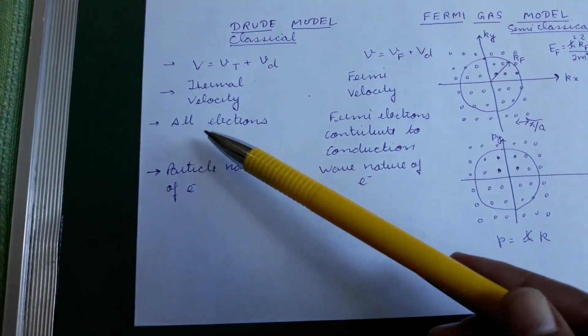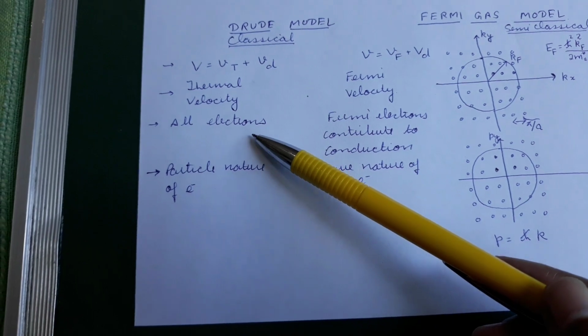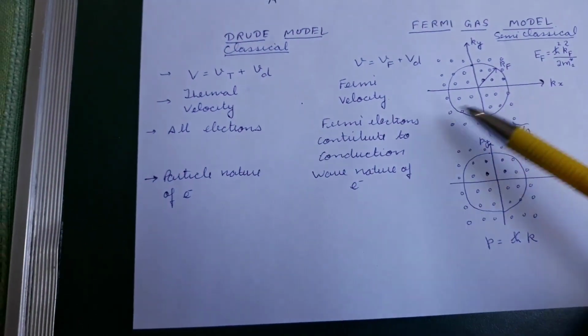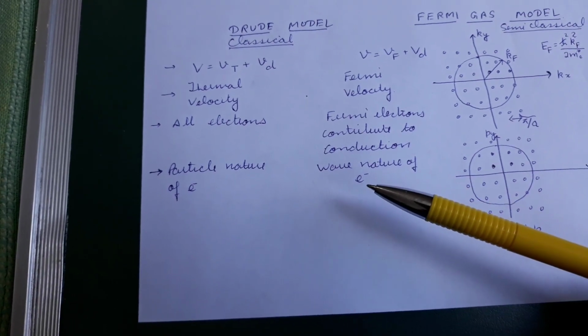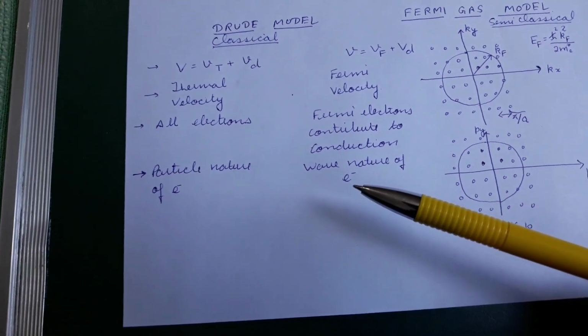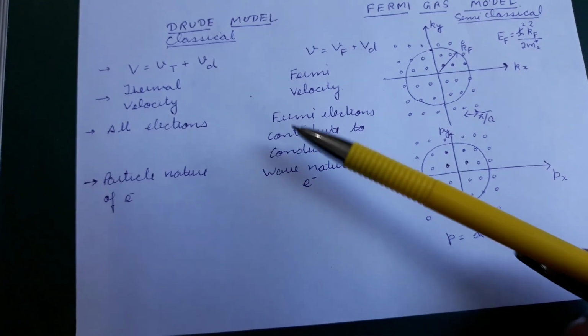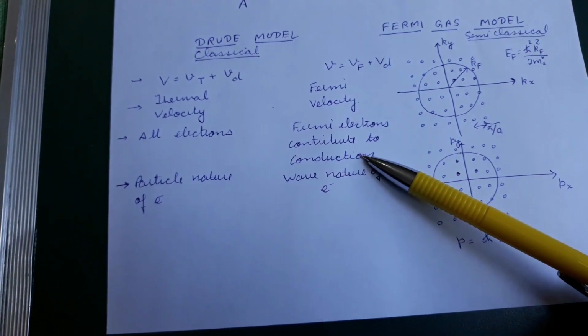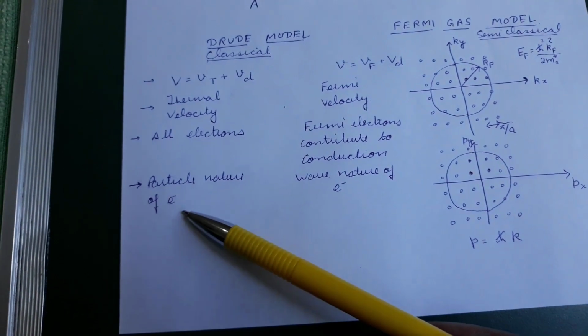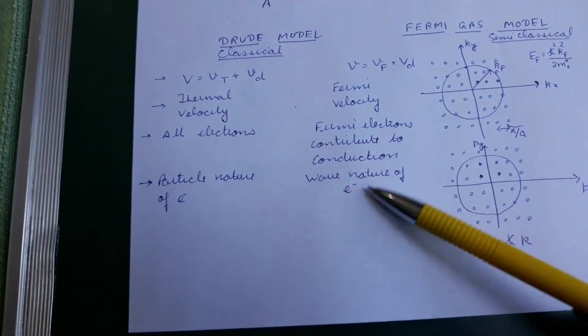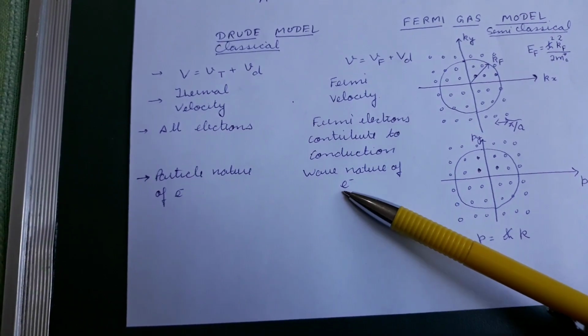In Drude model, we have considered that all electrons contribute to conduction, but in Fermi gas model, all electrons cannot contribute because the bound electrons are not moving. Only the valence electrons are moving. So only the Fermi electrons contribute to conduction. In Drude model, we have considered the particle nature of electron, but in Fermi gas model, it will be the wave nature of electron that we will have to consider.